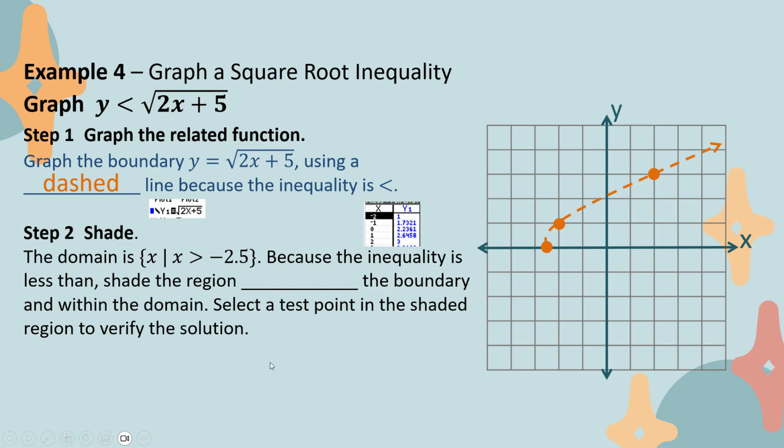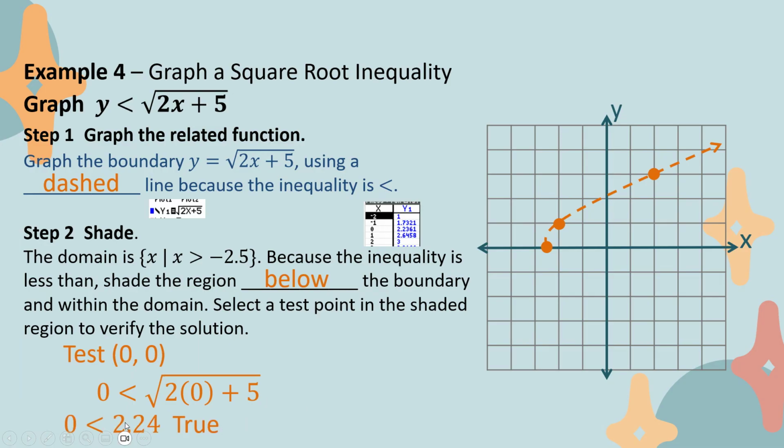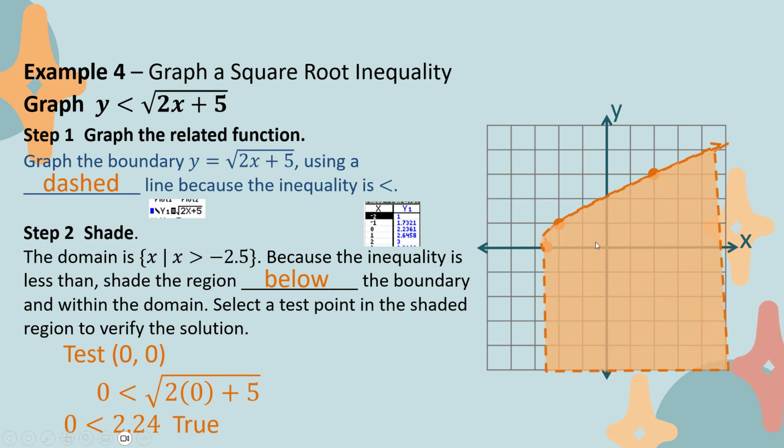To shade, we will shade below because it was y is less than. Then I test (0, 0) to make sure shading below gives me a true statement. If I substitute in 0 for x and 0 for y, 2 times 0 is 0, plus 5 is 5, and the square root of 5 is approximately 2.24, so we get 0 is less than 2.24, which is true. So we will shade below that curve because (0, 0) was below it.